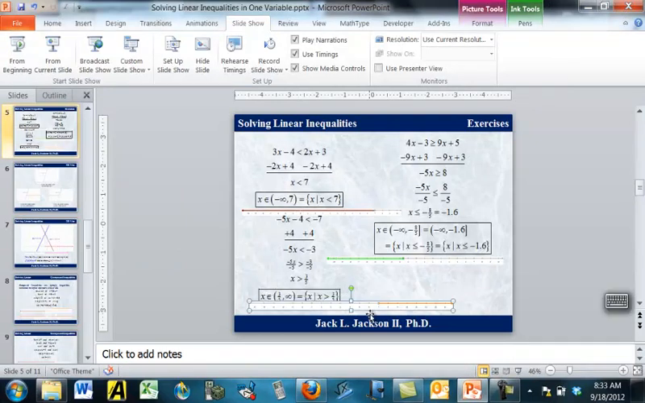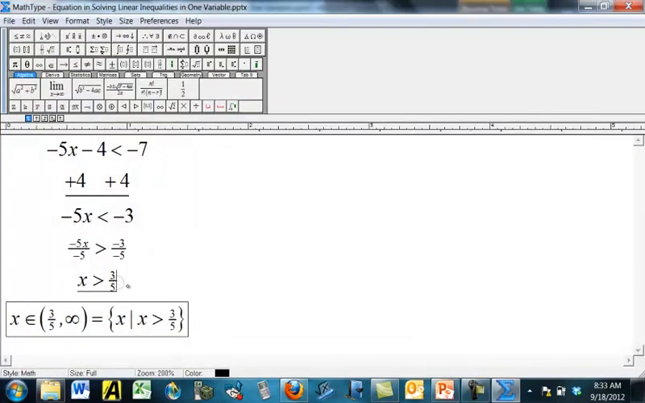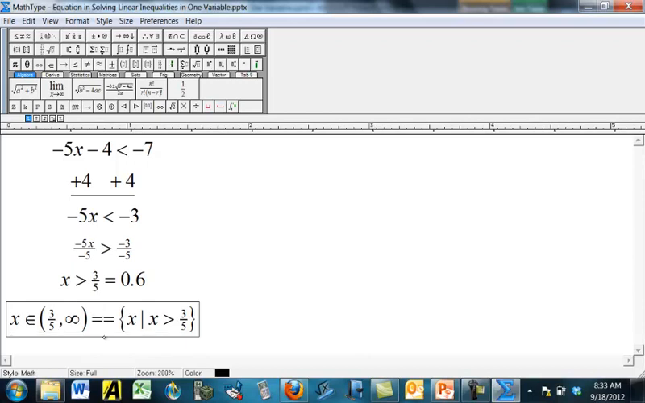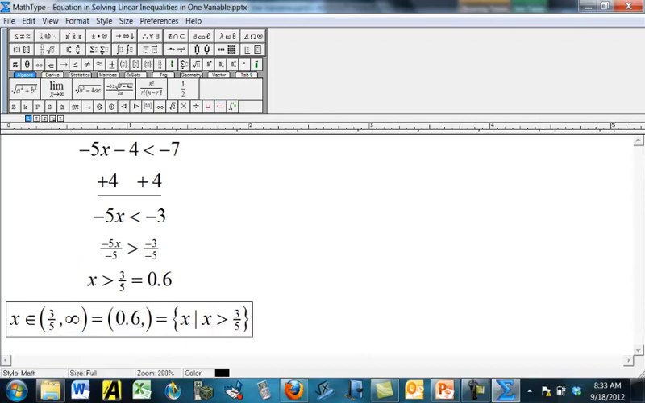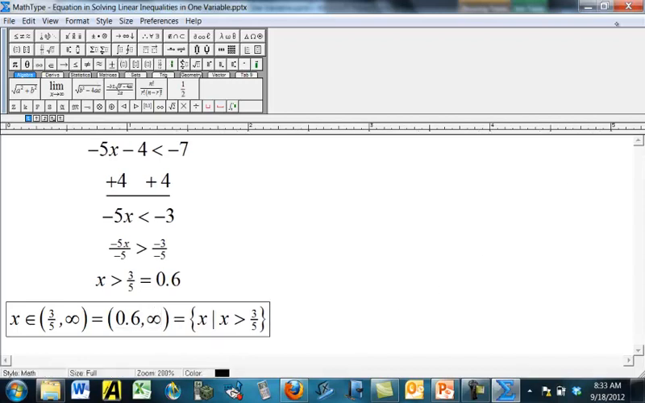And is my graph? My graph is probably off. By the way, 3/5 is also 0.6. So I could also write that as, for example, the interval from 0.6 to infinity. I could write it that way if I wanted.